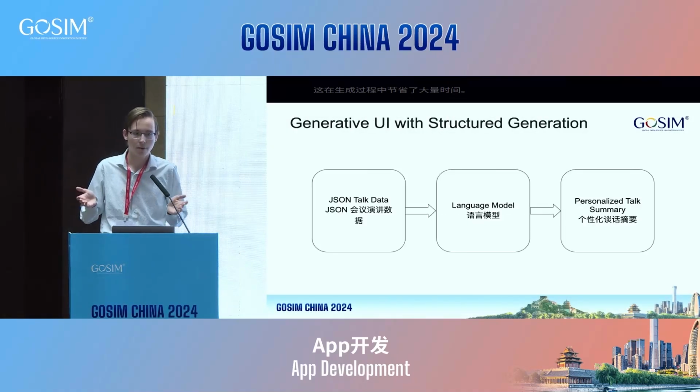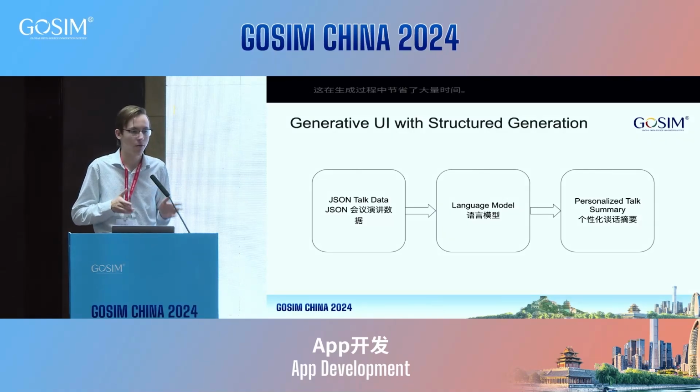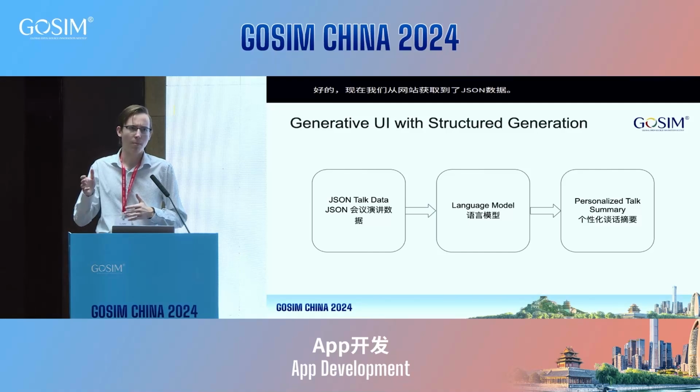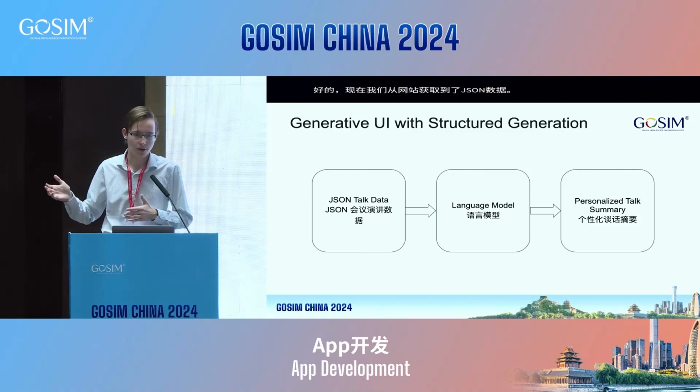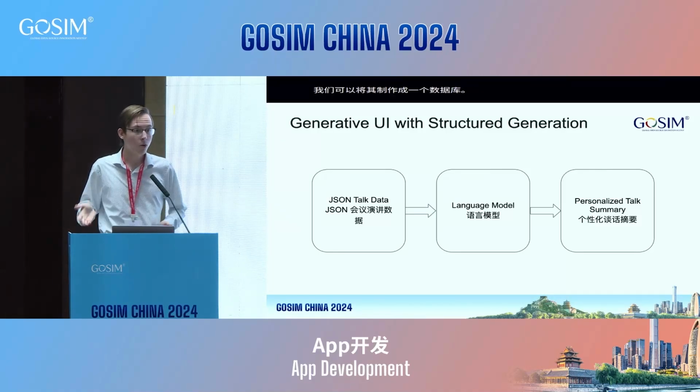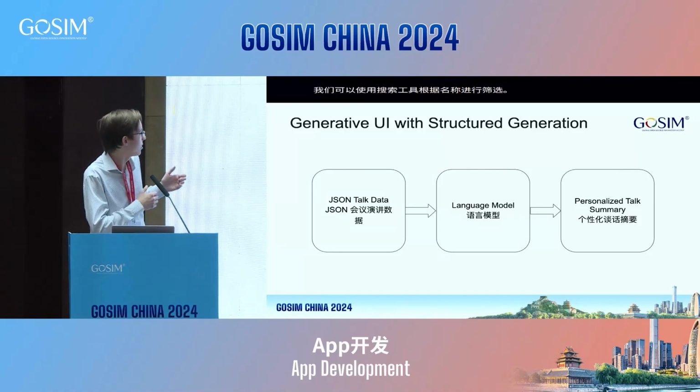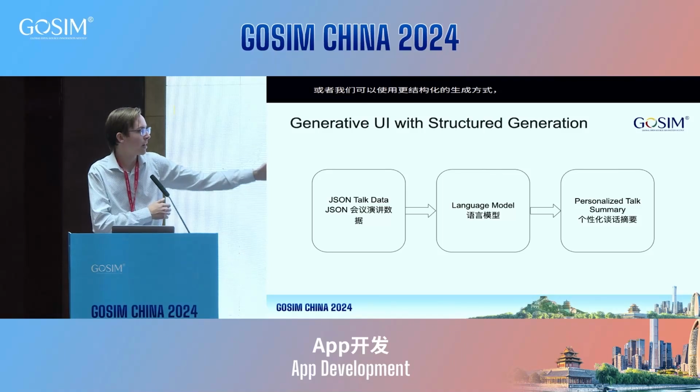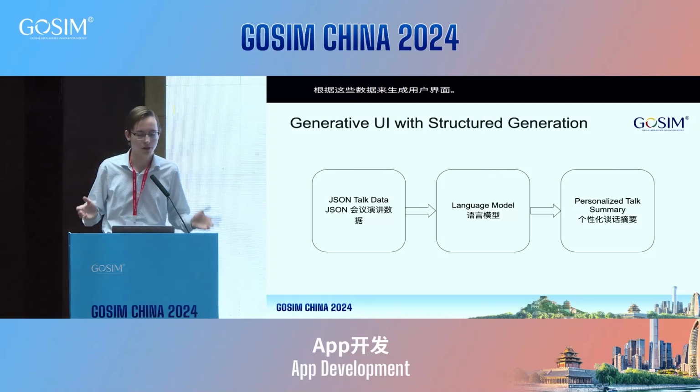Okay, so now that we have our JSON data from the website, we can use that data for a bunch of different tasks. We can make a database out of that. We could filter based on the name with a search tool. We could sort by time or other metrics, or we could use more structure generation to generate UI based on that data. So here we're going to be using a language model to take the JSON talk data we had from the previous step and generate a personalized talk summary using HTML.